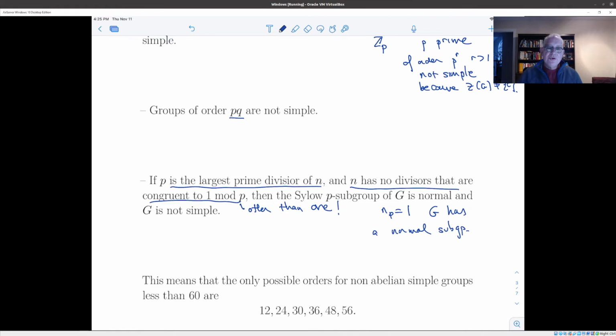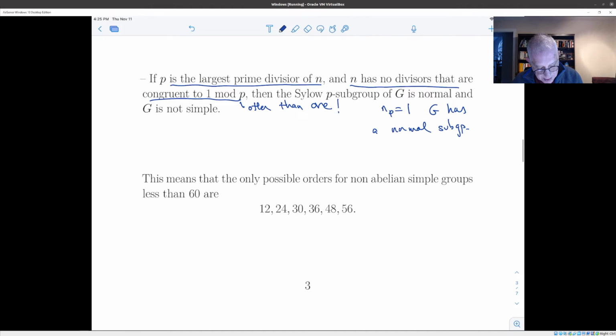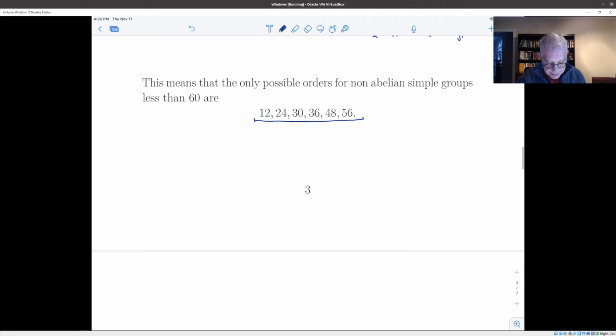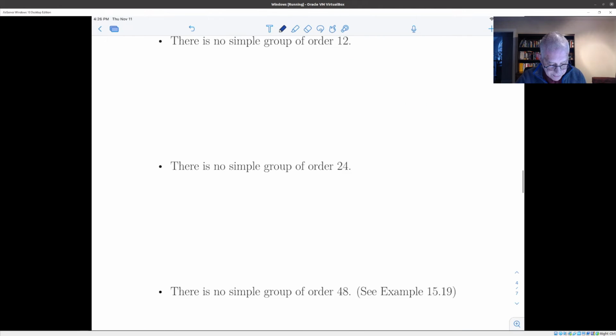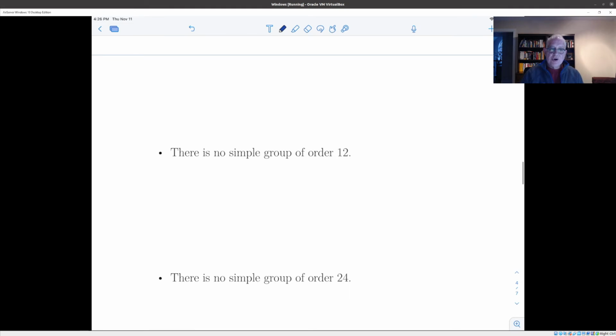And if you go through, and I'll spare you this, if you go through all the numbers up to 60, stopping at 59, and you apply these 3 tests, you can rule out possible orders for simple groups for all the numbers except 12, 24, 30, 36, 48, and 56. So now let's rule out those. Let's do 12, 24, and 48 first.